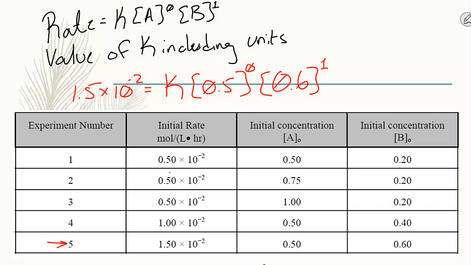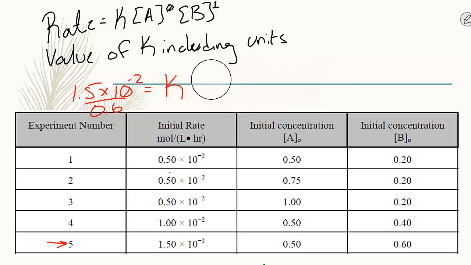Well, if I want K by itself, 0.5 to the 0 is simply 1, so that's gone on its own. But if I divide by 0.6 on both sides, I can get rid of this whole expression. So K is simply 0.6 dividing 1.5, which comes out to be 0.025. In order to determine the units, you can think of it mathematically. Rate is molarity for each seconds, or molarity seconds to the minus 1.